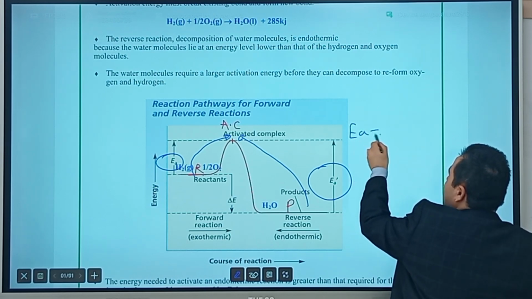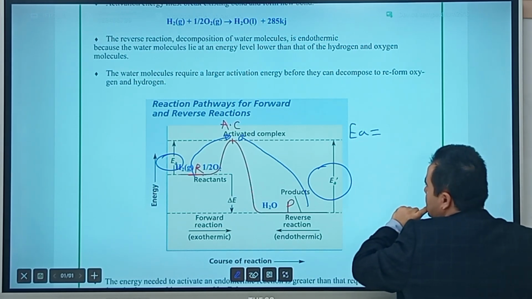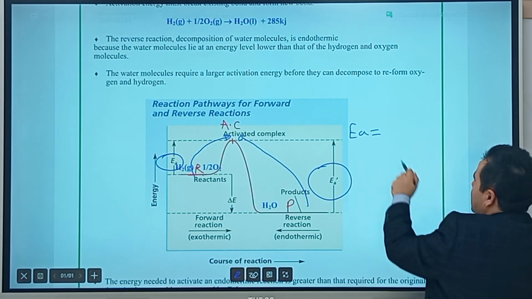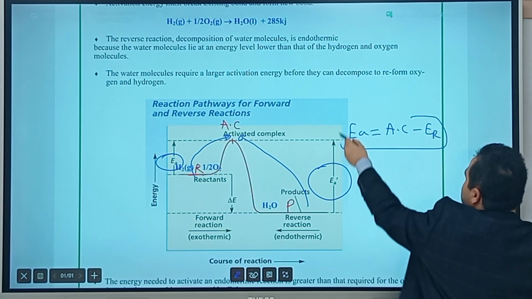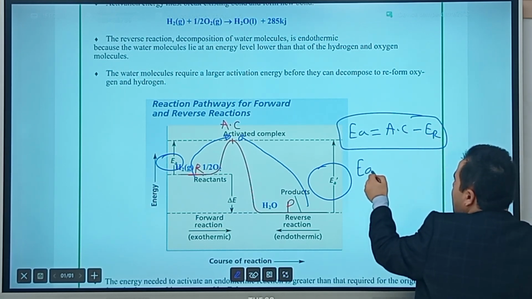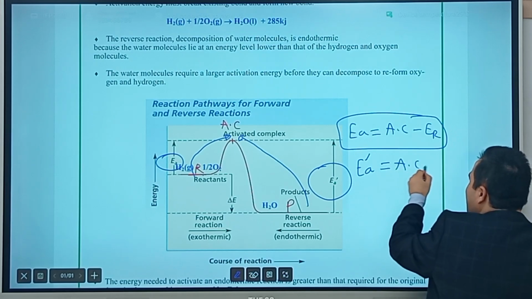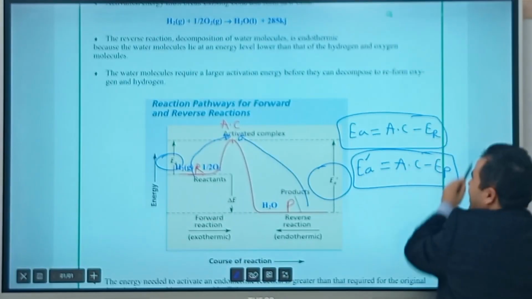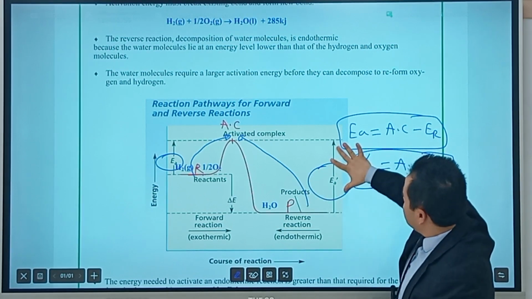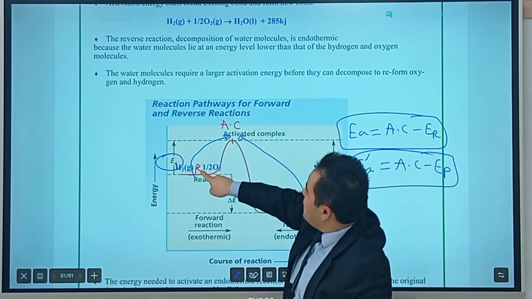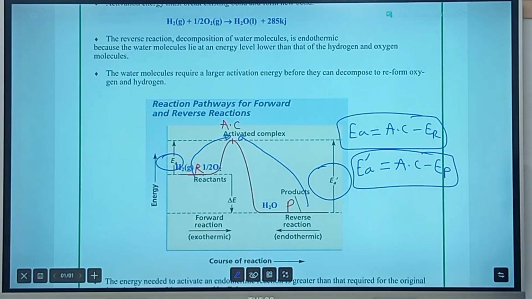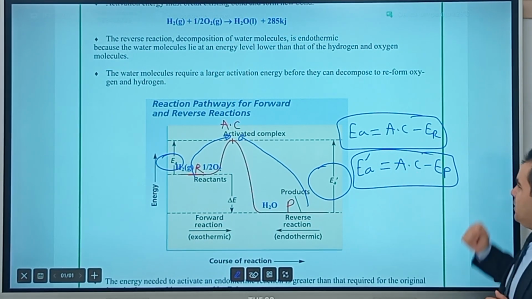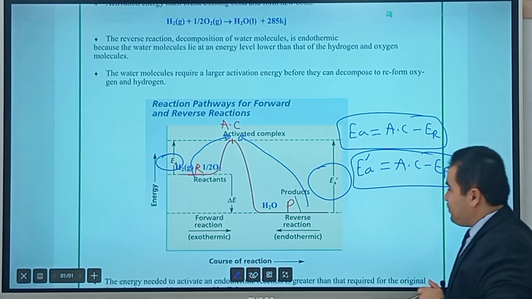So EA is equal to what, guys? We have several equations in this section, 6 equations, guys. EA is equal to AC minus E reactant. This is the first equation. Second equation, EA prime is equal to AC minus E product. Why? AC minus E product results in this distance. AC minus E reactant results in that distance. So EA can be calculated by subtracting the E reactant from AC. EA prime can be calculated by subtracting the E product from the AC.